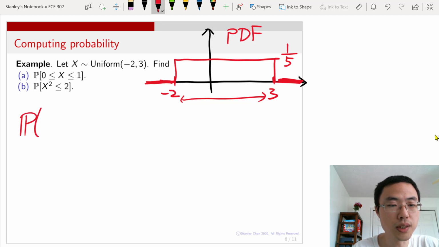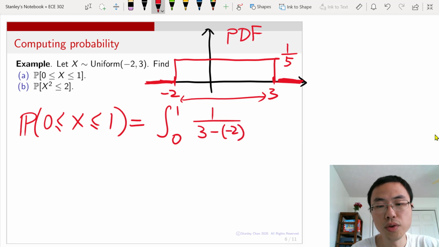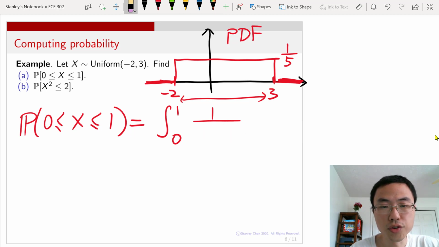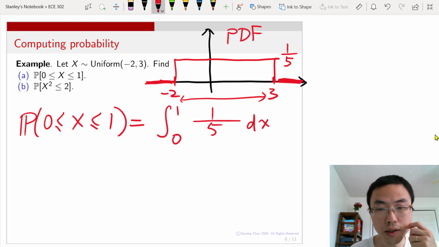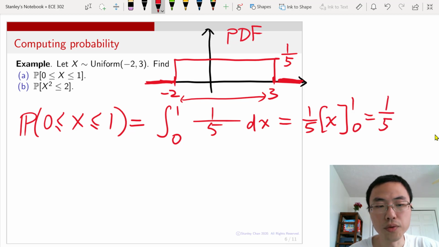1? So the probability that x is between 0 and 1 is just the integration from 0 to 1 of your uniform PDF, which is 1 over 3 minus -2, or if you like, this is just 1 over 5, and then you do the dx. Okay, and so if you substitute the numbers in, you evaluate x from 0 to 1, so you get 1 over 5.